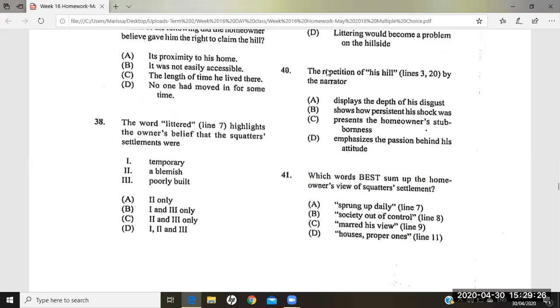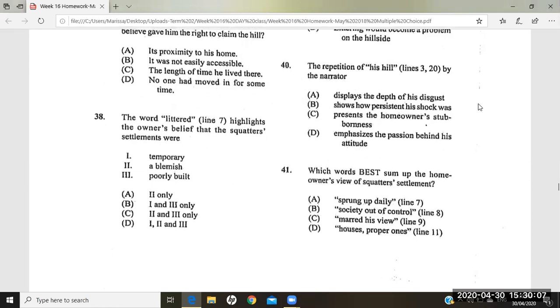Very good. Rennie will do 40. It says the repetition of his hill by the narrator does what? When he keeps saying his hill. Yes, the answer is D, it emphasizes the passion behind his attitude. Good. And 41, Reagan. Which words best sum up the homeowner's view of squatter's settlement? So how does he feel about the squatter's settlement, Reagan? If you had to use some words here. What does the squatter's settlement represent for him? Yes, it is B, very good, a society out of control.